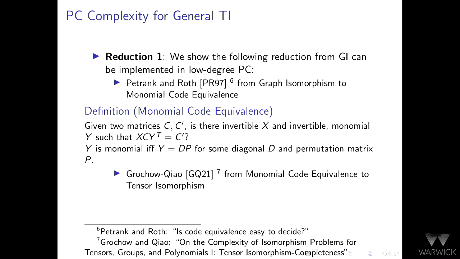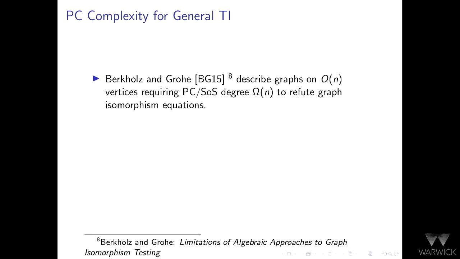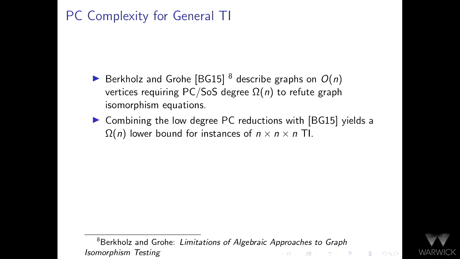Secondly, this is combined with Grochow and Qiao's reduction from monomial coequivalence to tensor isomorphism. And so we have a lower bound on equations for graph isomorphism due to Berkholz and Grohe that shows that maximal degree, degree n, is required to refute the graph isomorphism equations. So combining their result together with these PC reductions yields an order n lower bound for instances of n by n tensor isomorphism.